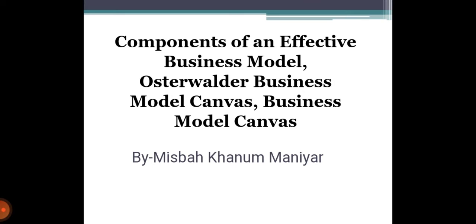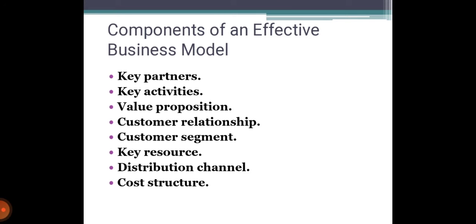Components of an effective business model, Osterwalder business model canvas. The components of an effective business model are key partners, key activities, value proposition, customer relationships, customer segments, key resources, distribution channels, and cost structure. Now, first we will look at key partners.